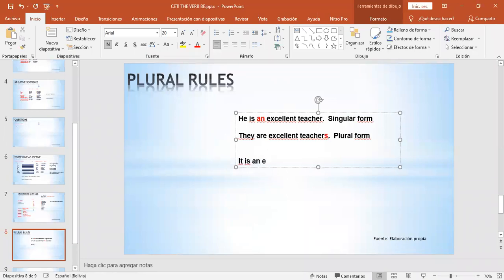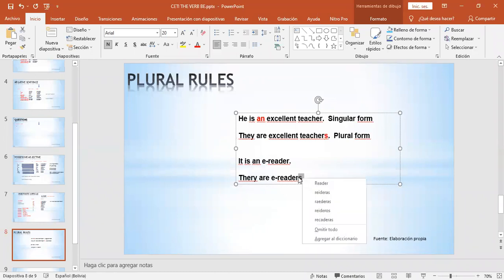It is an e-reader. It is an e-reader. Plural: they are e-readers. Plural. The noun is in plural. And this is singular.